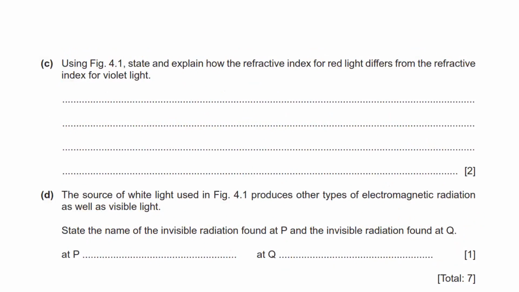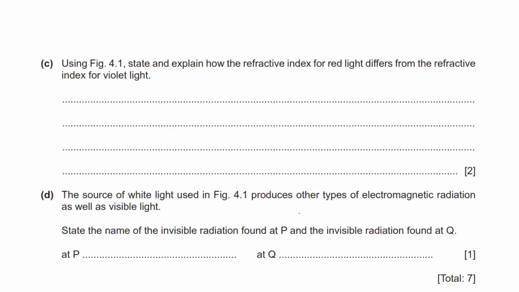So moving ahead, again, it's the same part. We are explaining how the refractive index of red light differs from the refractive index of the violet light. So we have explained this in this part as well. So part number D says the source of white light used in 4.1 produces other types of electromagnetic radiation as well as visible white light. State the name of the invisible radiation found at P and the invisible radiation found at Q.